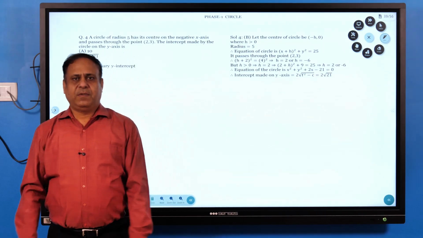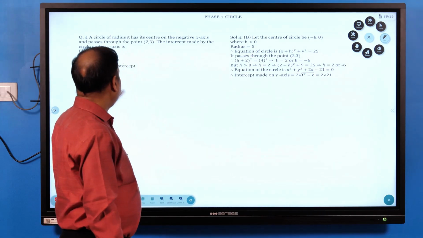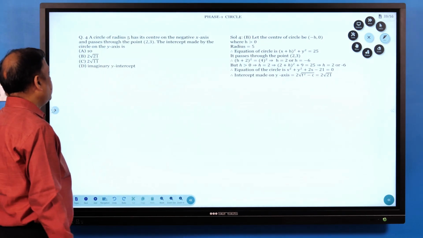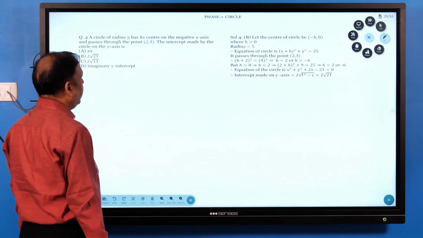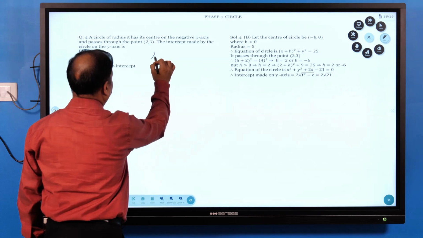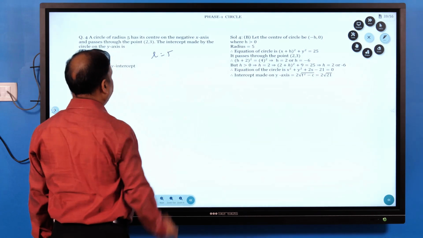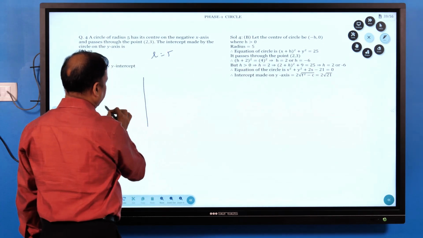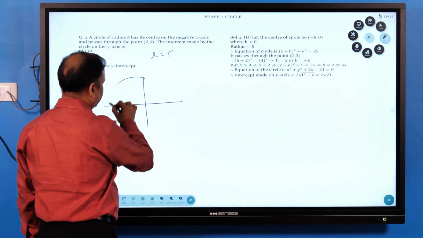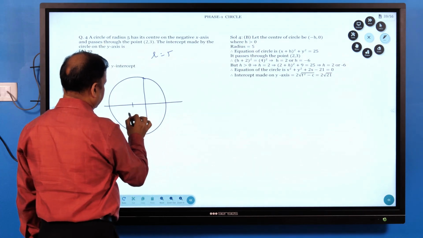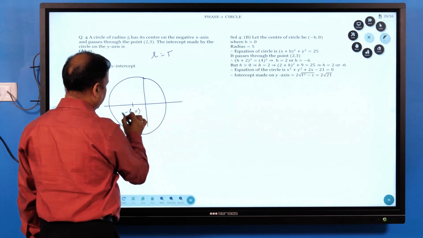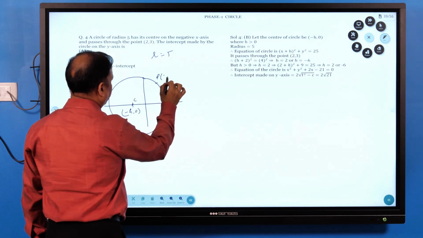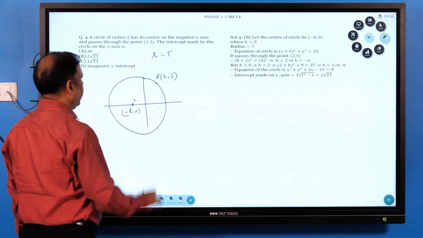So now come to question number 4, exercise 2, phase 1, circle chapter. A circle of radius 5 has its center on the negative x-axis and passes through the point (2, 3). So suppose the circle is something like this. This is the center (-h, 0), and it is passing through the point P (2, 3). And the radius is given as 5.